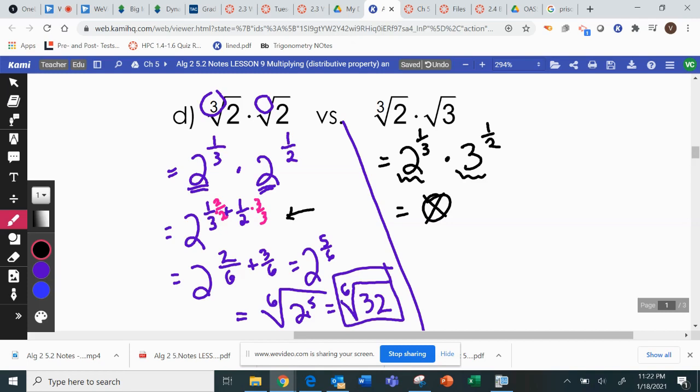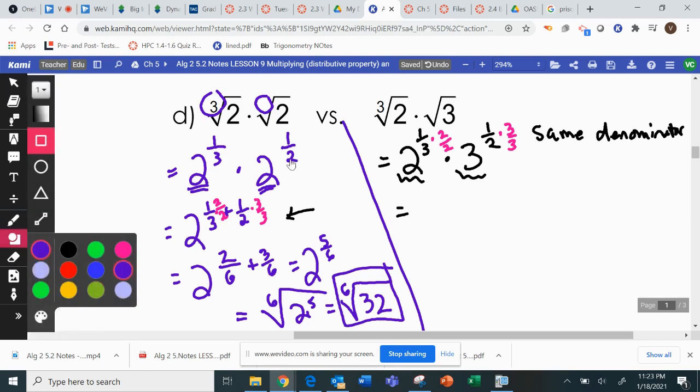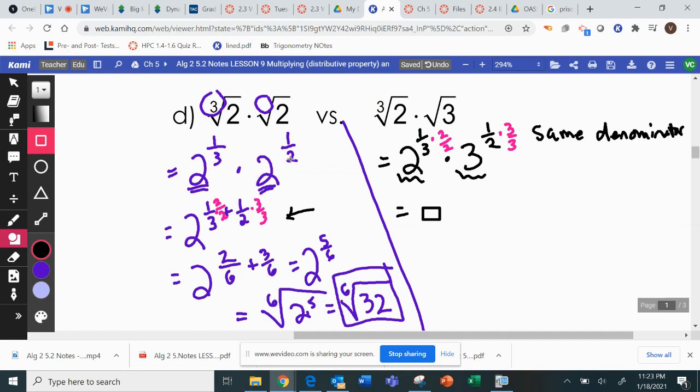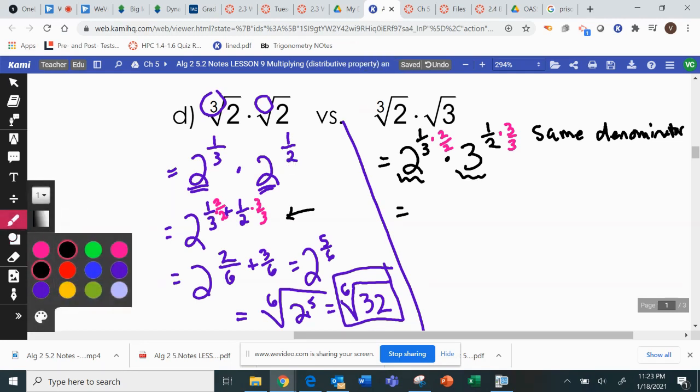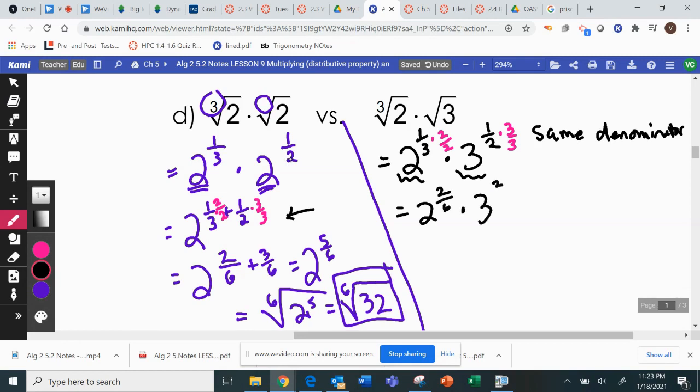Nope, that's not true. I lied. There is something I can do. It's just going to be different. So what I can do is change them so they have the same denominator. So that means I'm going to have a 6. So this will be times 2 over 2. This will be times 3 over 3. And we'll have 2 to the 2 over 6 multiplied by 3 to the 3 over 6.